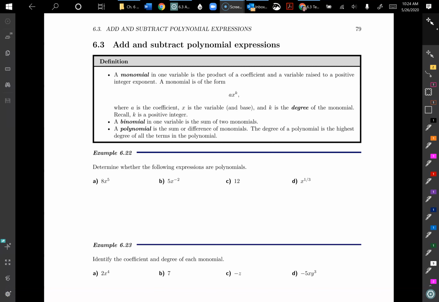Okay, this section is on adding and subtracting polynomial expressions. It's 6.3 of your workbook, page 79. So here are some notes.